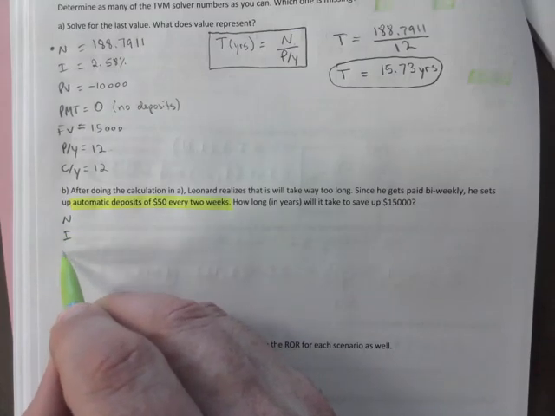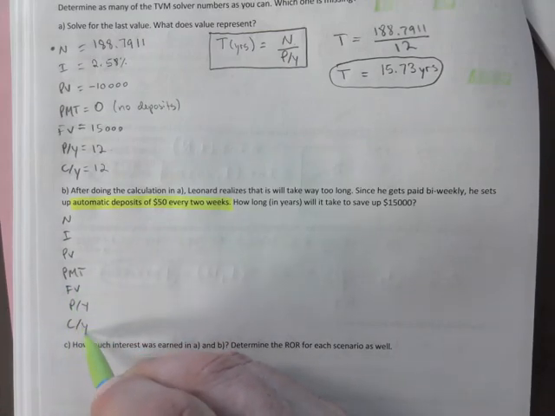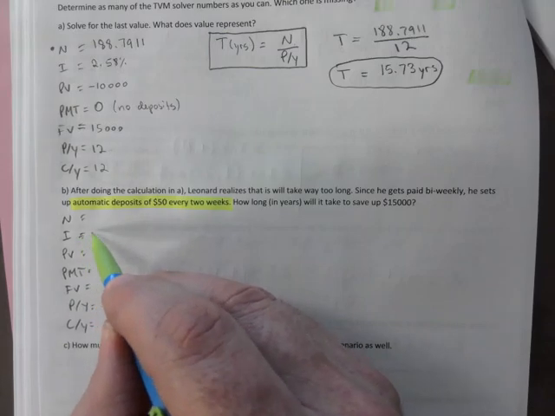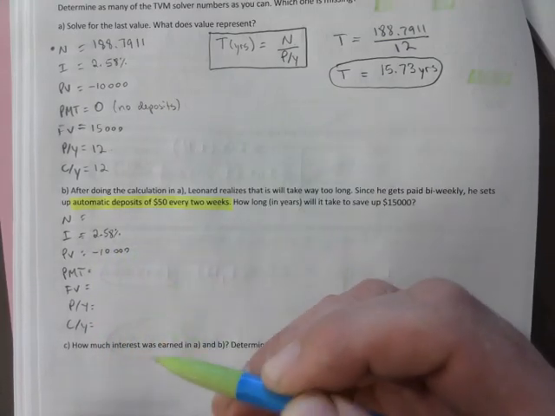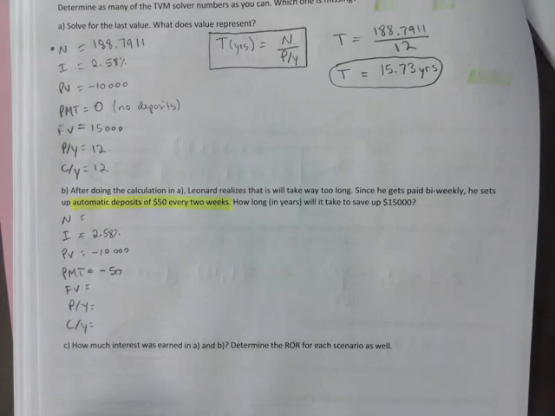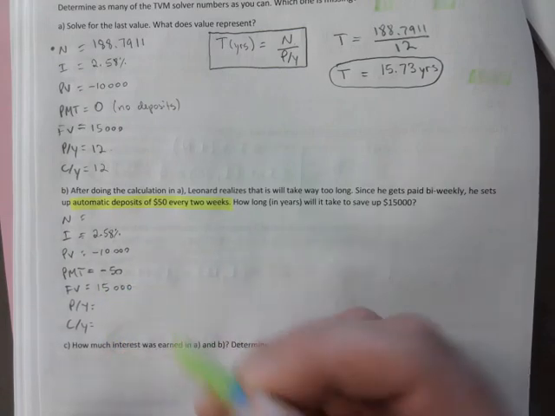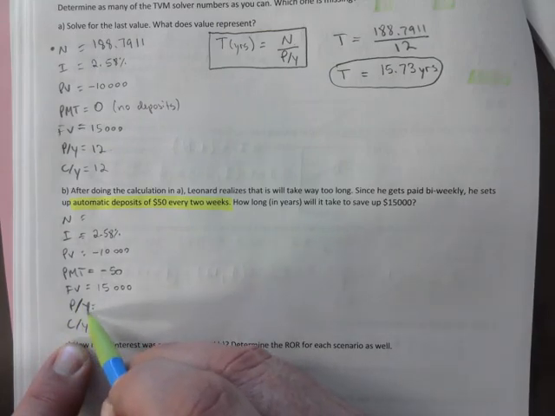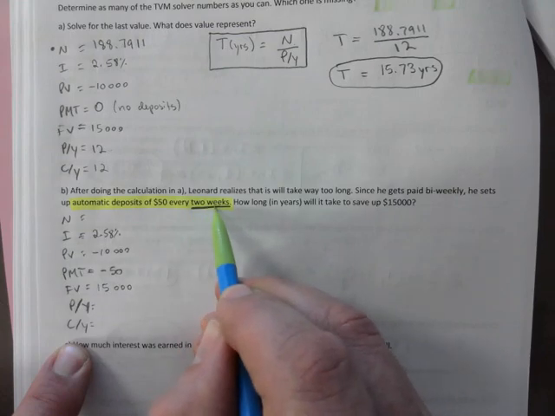So you fill in this again. Okay. Everything else stays the same, like the interest rate is 2.58. The present value is still negative 10,000. Payment is what? Negative 50. Like it's leaving you, so it's going to be negative as well. In the future, you would like to have $15,000. Here's where it changes. What are my payments per year in this case, or deposits per year? It is every 2 weeks. What is that going to be?